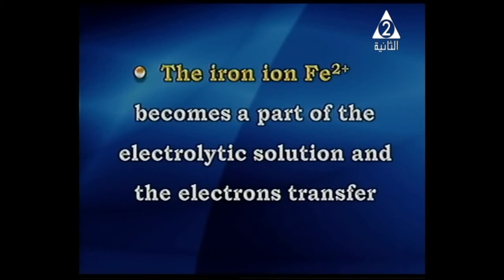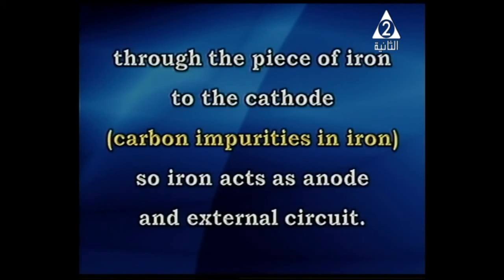So this is the erosion or corrosion of the metal here. This iron positive 2 ion becomes a part of the electrolytic solution. And the electrons transfer from the carbon impurities in the iron, through the piece of iron, to the cathode. So the iron acts as the anode in the external circuit.